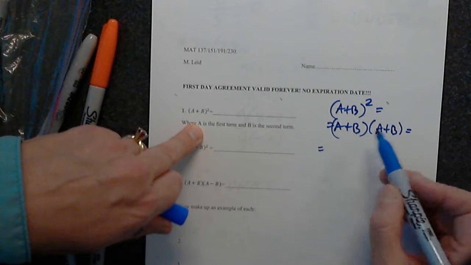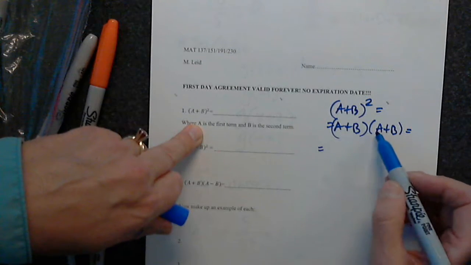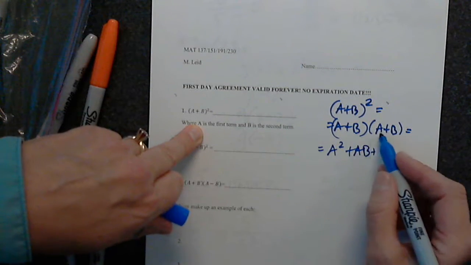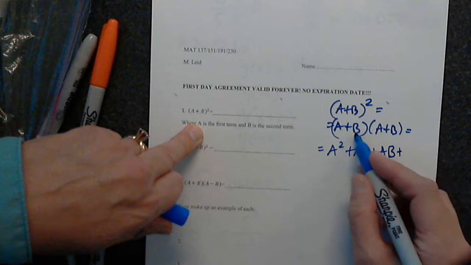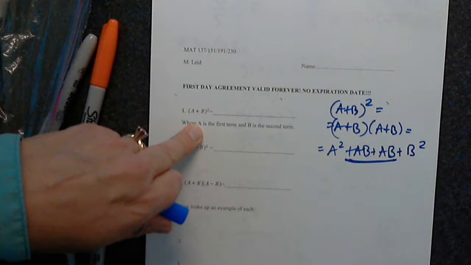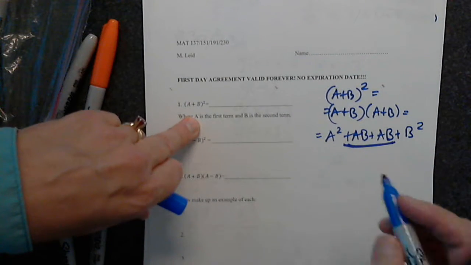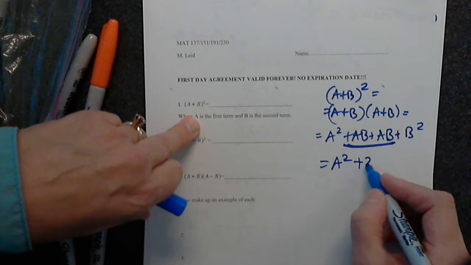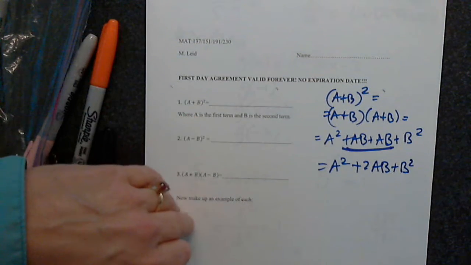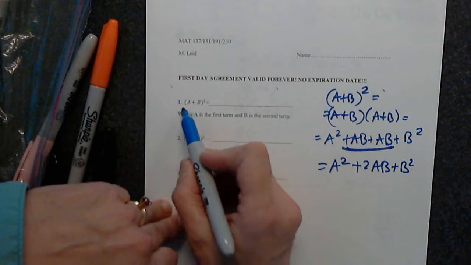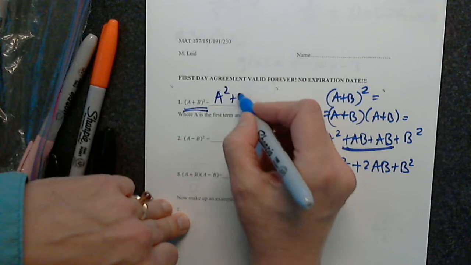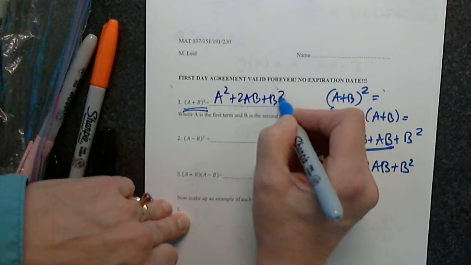Then I will have to distribute or FOIL, right? A to A, and I get a squared, A to B, and I get ab, A to B, and I get another ab, and then B to B, and I get b squared. Because I have two terms that are identical, when I combine like terms, I have this. So the answer for this binomial squared is a squared plus 2ab plus b squared.